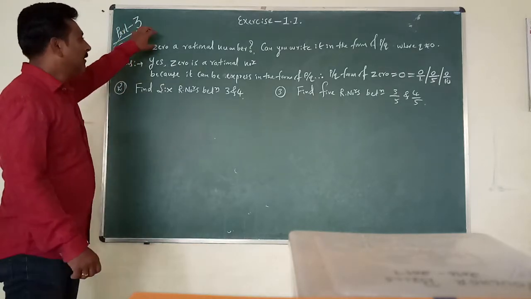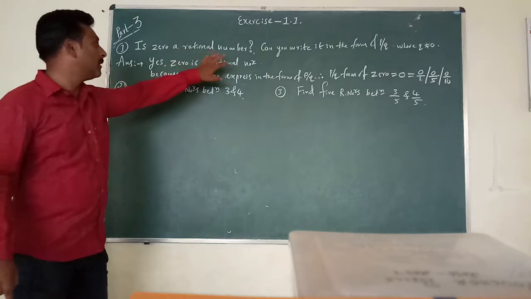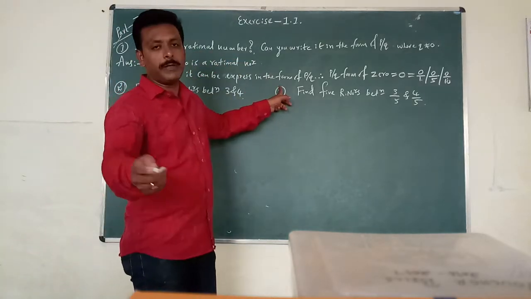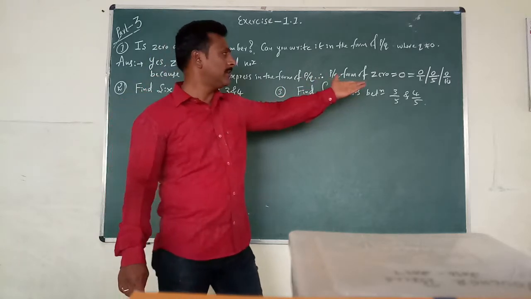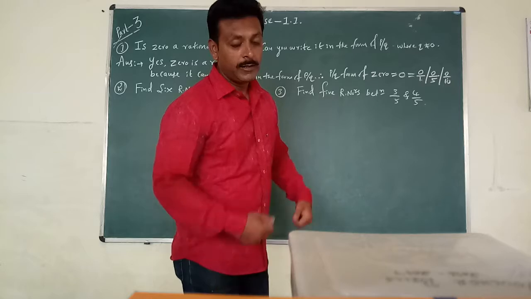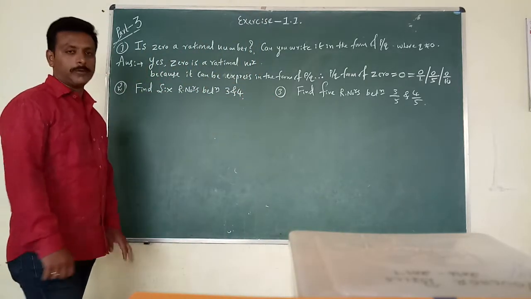Question was 0 is a rational number or not? Yes. 0 is a rational number. Why? Because it can be expressed in the form of p by q. How to express? Like this. 0 by 1, 0 by 2, 0 by 3, 0 by 5, 0 by 10, 0 by 1000. Whatever you want to express, that is p by q form.